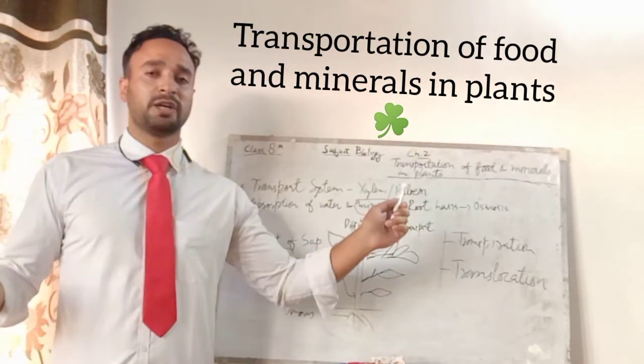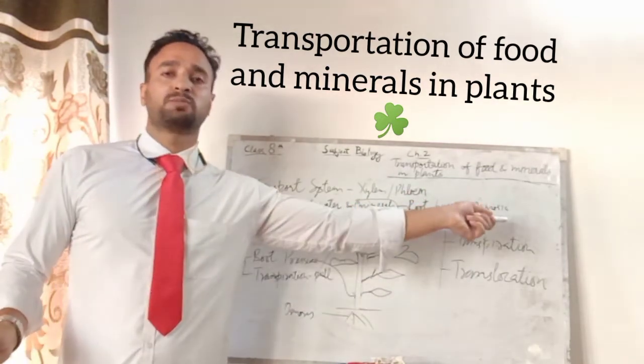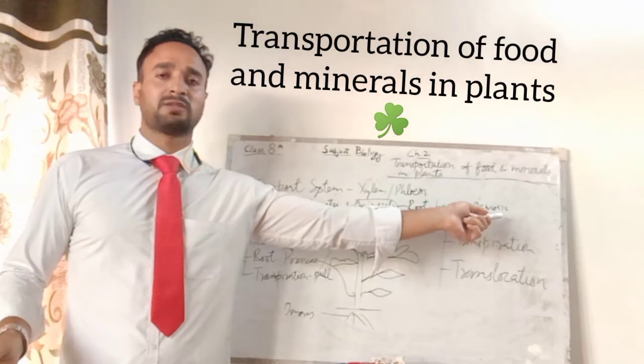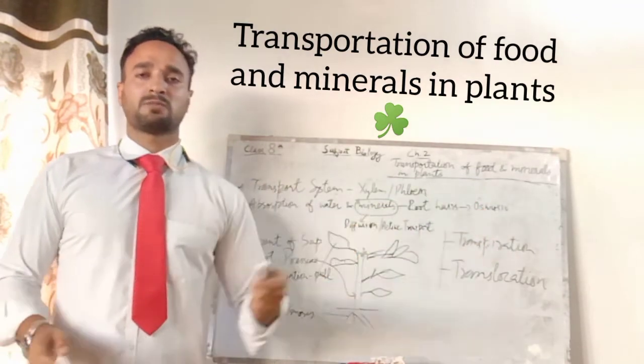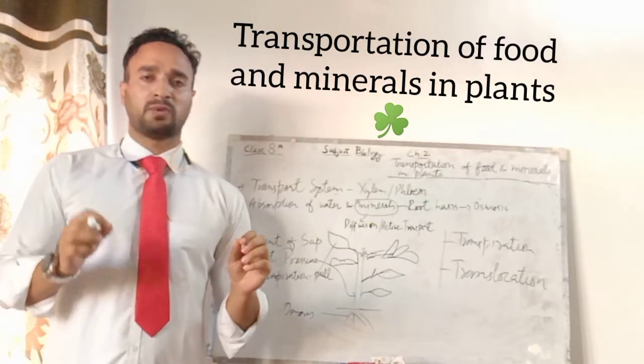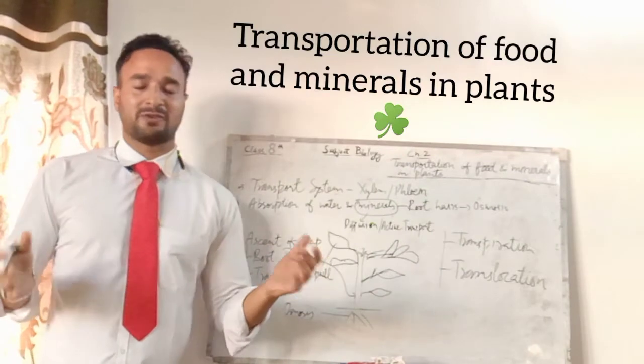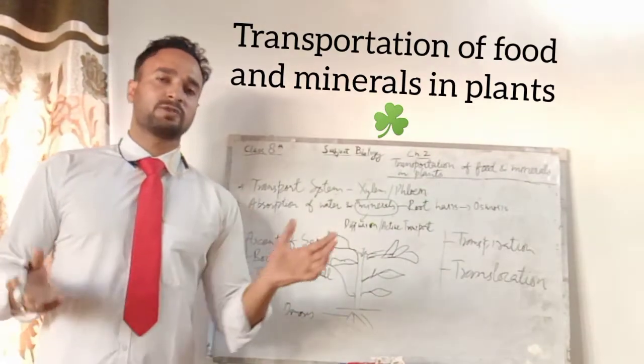And how do they do so? Root hairs absorb water from the soil through the process of osmosis. What is osmosis? Osmosis is a special term only used for the transport of water. Osmosis cannot be used for ions and minerals. Osmosis is a term only used for water.